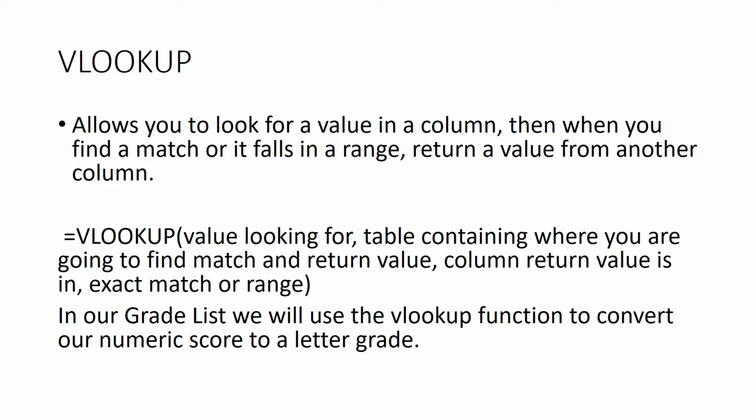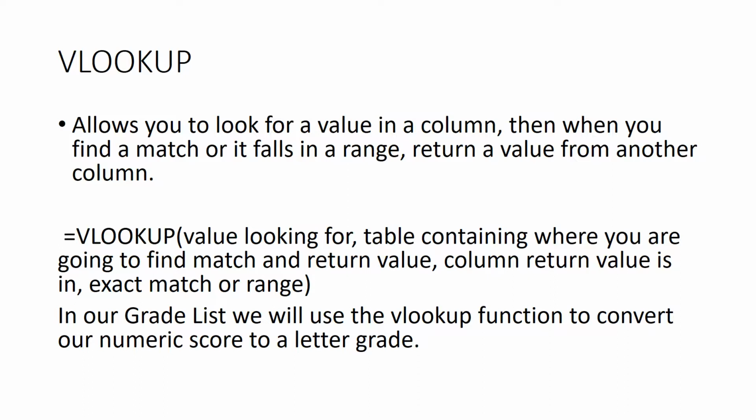So the way the function is set up is it's a function, so you'll enter equal VLOOKUP. Then the first thing you tell Excel is, okay, this is the value I want to look for. Then you have to tell it the table where it's going to look for that value in the first column. And then the table can have multiple columns, and you have to tell which column you're going to return the value from and whether there needs to be an exact match or if it just has to fall between two values.